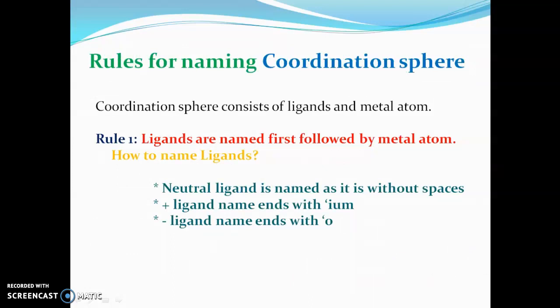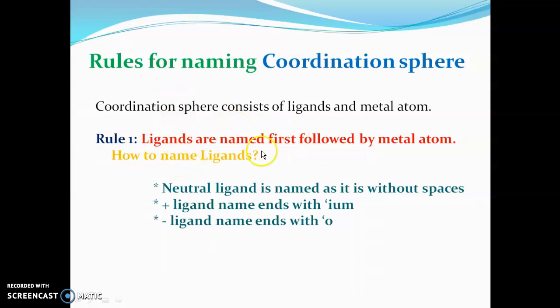Whatever the type of the complex, whether it is anionic complex or cationic complex or neutral complex, we should learn the rules for naming the coordination pair. Why? Because coordination pair contains the metal atom and the ligands directly attached to the metal atom. These both together, when considered as a single entity, are known as coordination pair. So if we know the rules for writing the coordination pair properly, then we can write the name of the entire complex very comfortably. Now let us look at the rules for naming coordination pair.